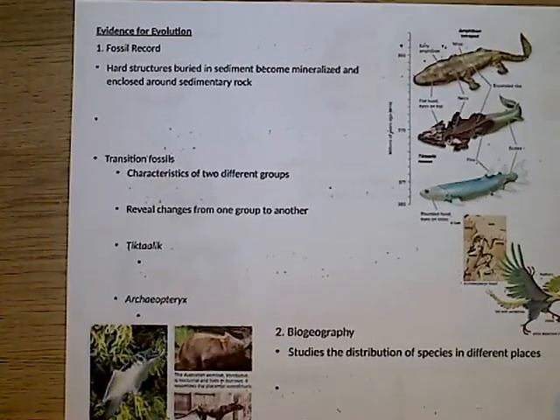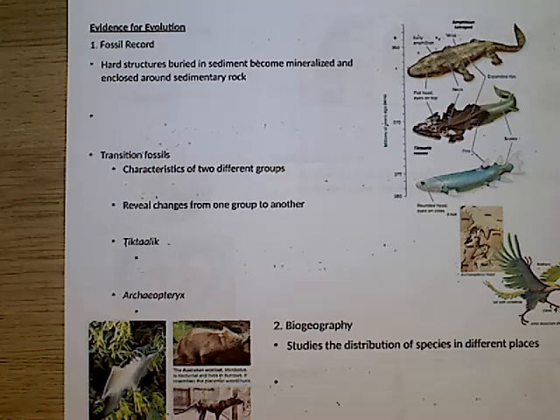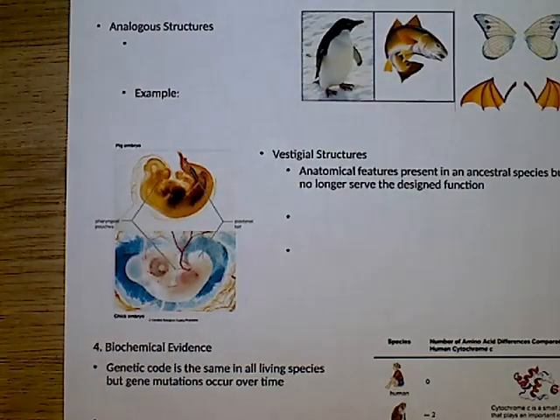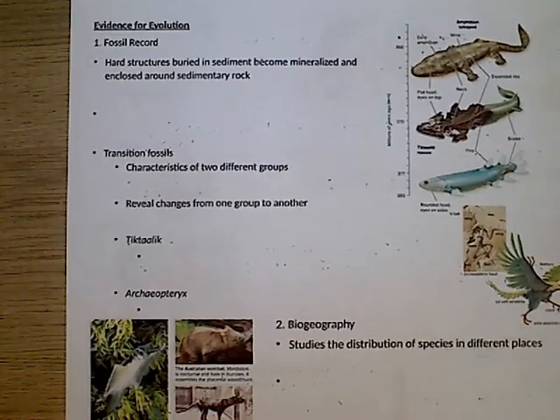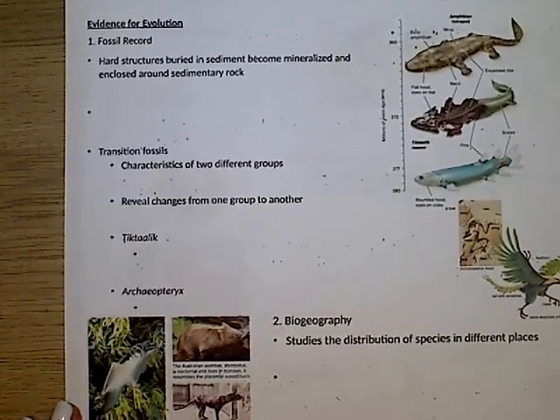All right, evidence for evolution. We have 4 different pieces that you need to know: the fossil record, biogeography, anatomical evidence, and biochemical evidence. So we will start with the fossil record.